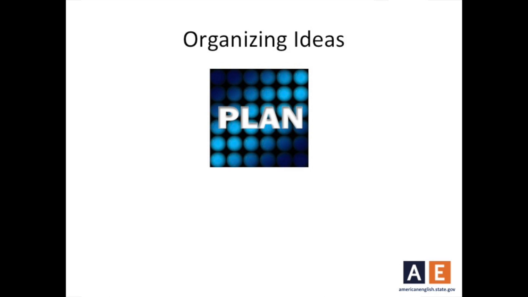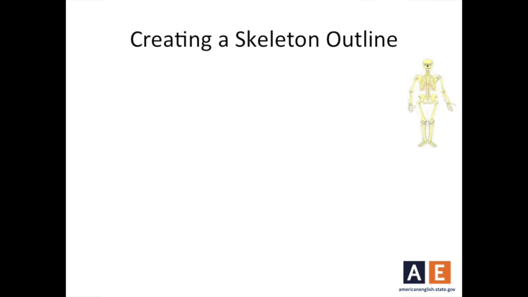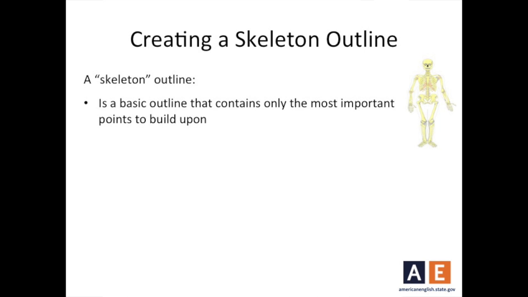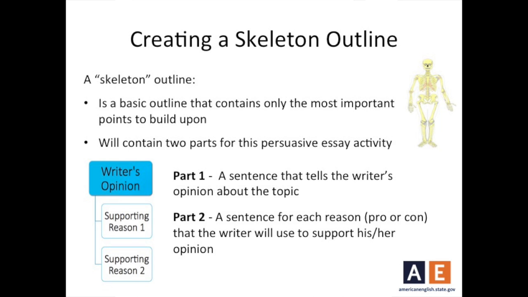Now, after working together to create the list of ideas, you will need to start thinking about how to best organize them. You can do this by using an outline, which is just a term for a general plan for a piece of writing. Outlines help to order the information before we start writing. A skeleton outline is a very basic outline. It contains 2 parts, a sentence that tells the writer's opinion about the topic, and a sentence for each reason, pro or con, that the writer will use to support his or her opinion.